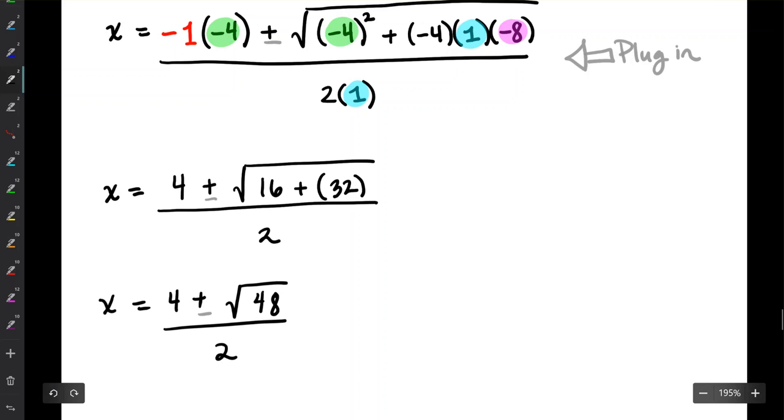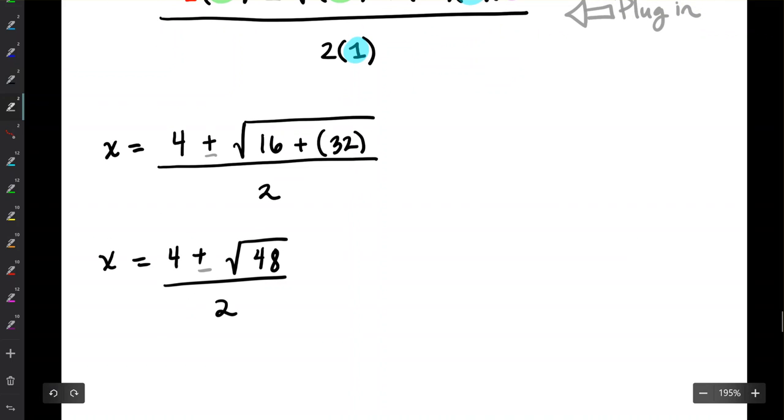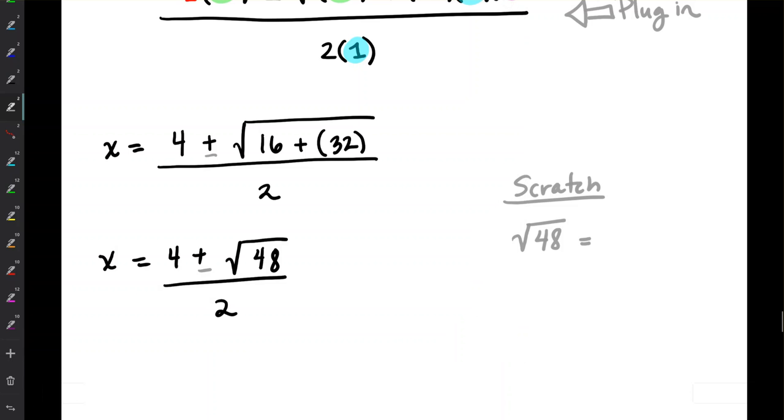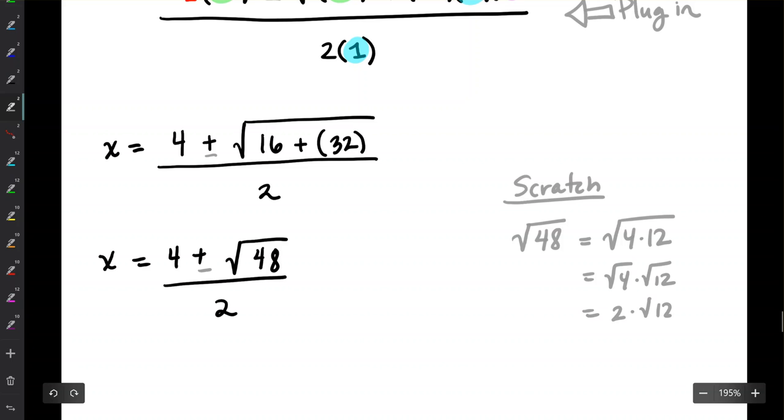And now I need to ask myself, and maybe I do a little bit of scratch over here until you get good at simplifying these roots. Sometimes it's hard to do that simplification in the whole problem. 48 has a 4 in it. Maybe it has a larger perfect square factor, but what if we just see the 4 first? 48 divided by 4 is 12. Oh yeah. This is the square root of 4 times the square root of 12. The square root of 4 is 2 times the square root of 12.